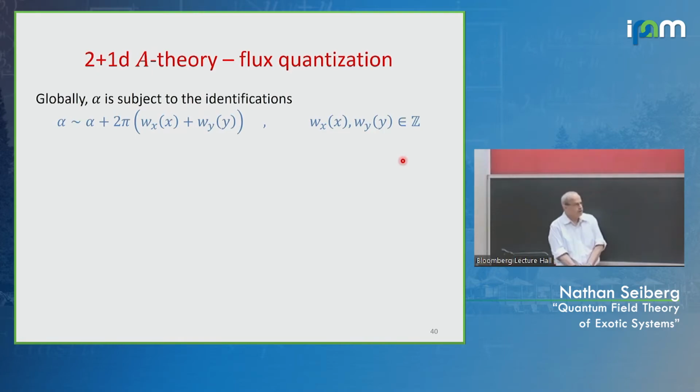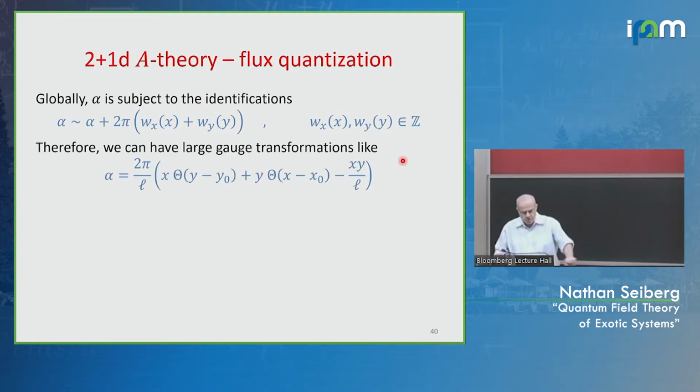In an ordinary gauge theory, alpha is a map from space-time to a circle. Here, alpha is a map from space-time to a circle, but we allow certain discontinuities. And if you're a mathematician and it makes you feel nervous, don't worry, go back to the Villain lattice model, and then everything is completely regularized and you see exactly what we're doing. Therefore, we can have large gauge transformations.